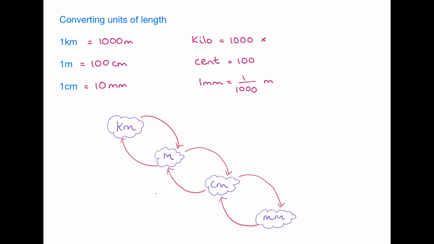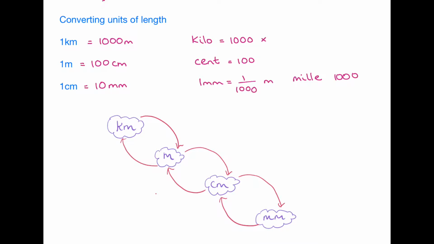Okay, because mil means 1,000. Okay, so what we're going to do is fill in this diagram now. We're going to look at how we change from kilometres to metres, metres to centimetres, centimetres to millimetres, and then how we do it when we're going back the way as well. Then we're going to practice.